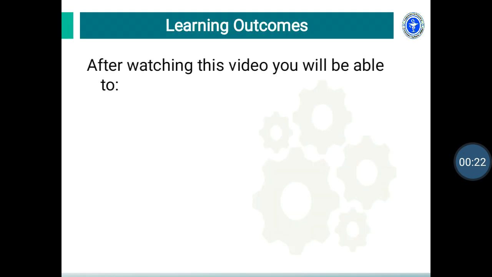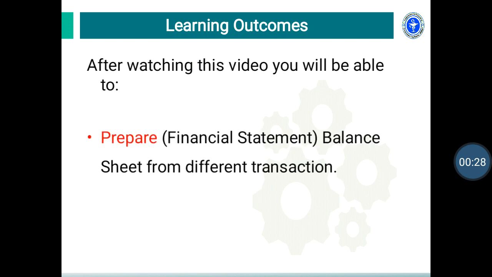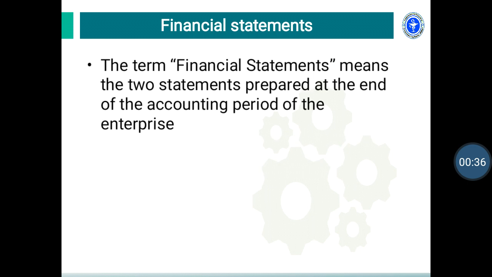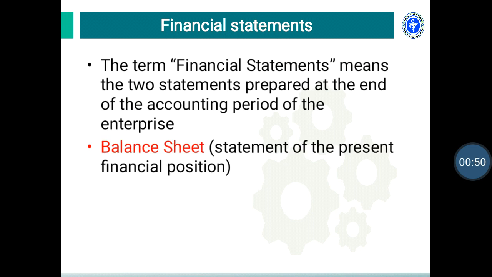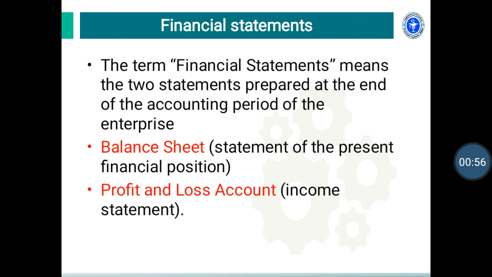Learning outcome of this session: after watching this video, you will be able to prepare the financial statement, that is the balance sheet, from different transactions. So first we recall the financial statement. The term financial statement means the two statements prepared at the end of the accounting period of an enterprise. These two statements include the balance sheet, that is the statement of present financial position, and the profit and loss account, that is the income statement. In this session, we discuss the balance sheet.